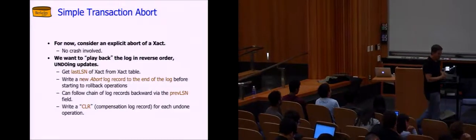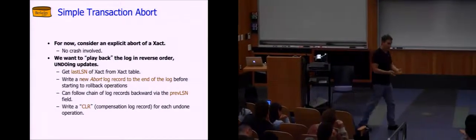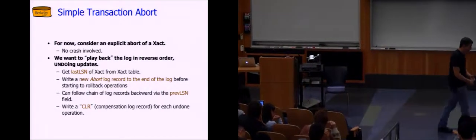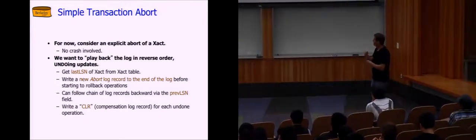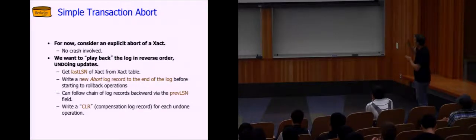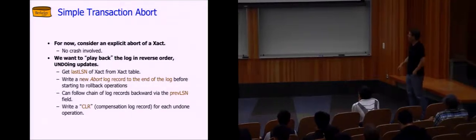Well, this transaction might have dirtied the database. It might have had some of its updates get flushed to the database device, and we need to undo them. We need to undo the actions of this transaction. So we want to play back the log essentially in reverse order, undoing our updates. Okay, and here's how it's going to work.